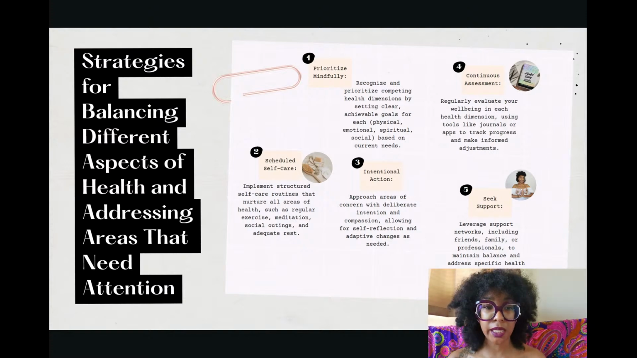So the fifth thing to make sure that you are approaching and balancing these aspects of your health is seeking support. Leverage support networks, including your friends and family or even professionals, to maintain balance and address specific health concerns effectively. You don't have to do it all by yourself. You're not by yourself. Your health is important. So make sure that you're getting the help that you need whenever you need it.